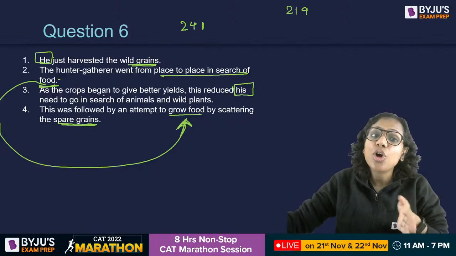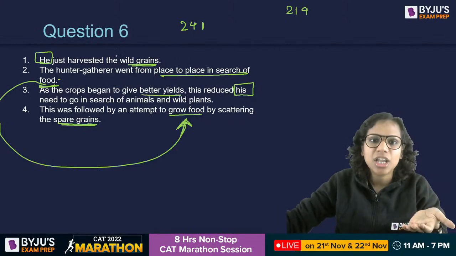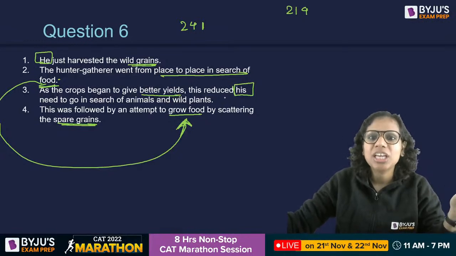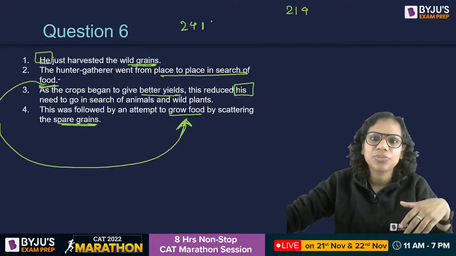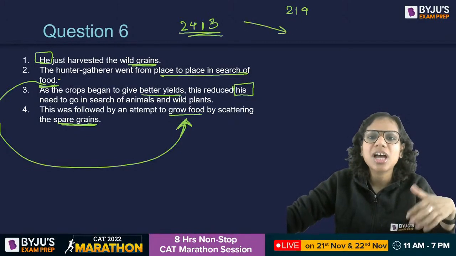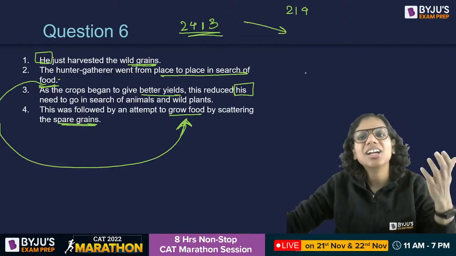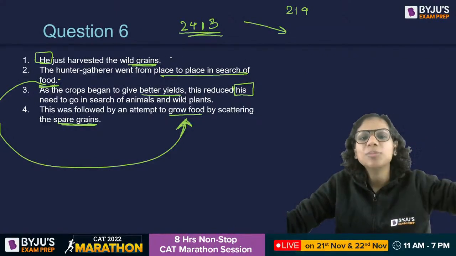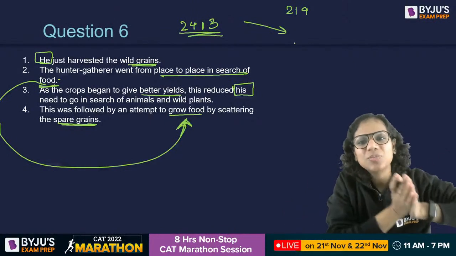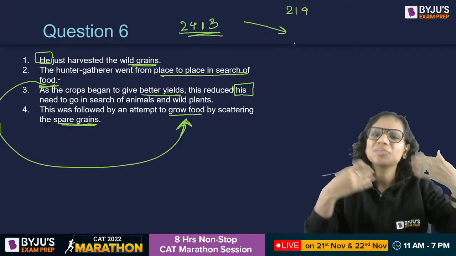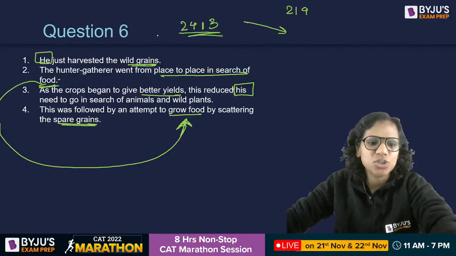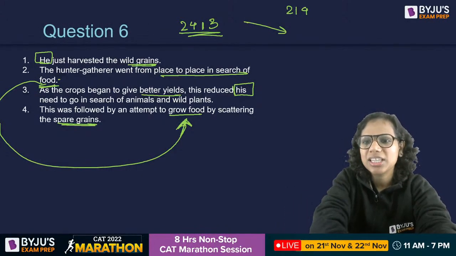Now, as the crops began to give better yields, his wild grains, the crop began to give better yields. This reduced his need to go in search of animals and wild plants. So later on, how this article would go about that. Then the search for wild grains stopped. Basically, then he stopped going altogether, and then he would just keep some grains from the ones that he harvested and would grow them again. That would be perhaps the continuation. So the sequence is 2413 here.